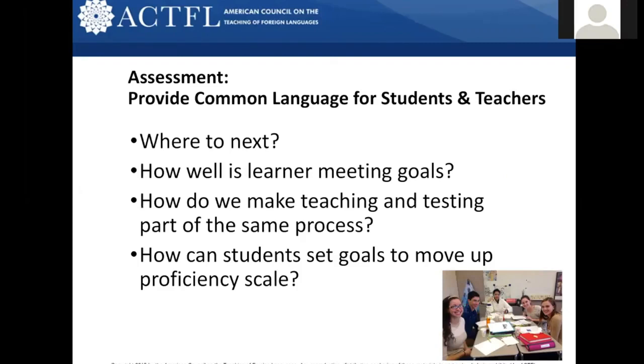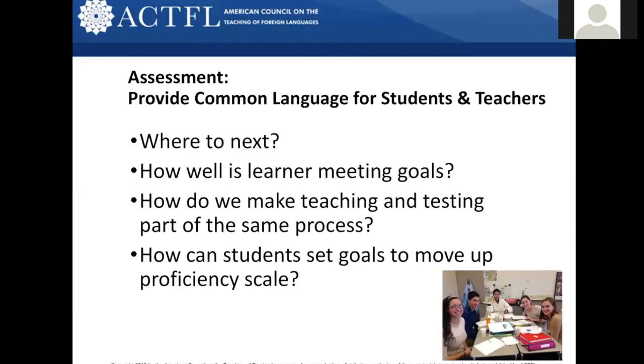So it is really important that this language is shared with the students, so that the students have a sense of how well the learner is meeting the goals. How are we making teaching and testing all part of the same process? How can the students set goals to move up the proficiency scale?